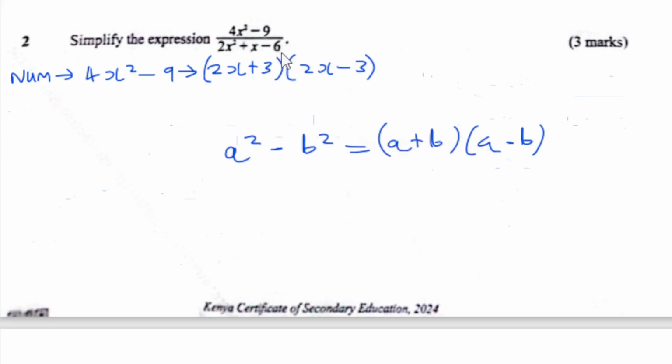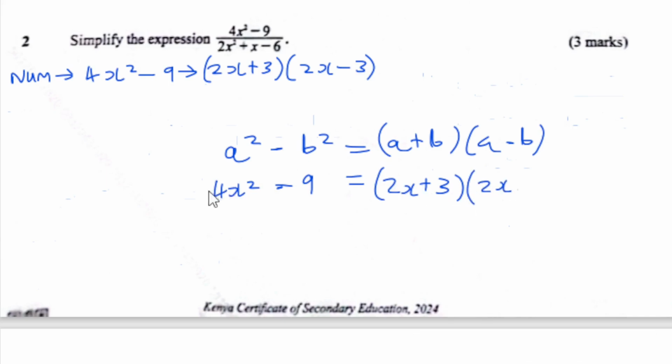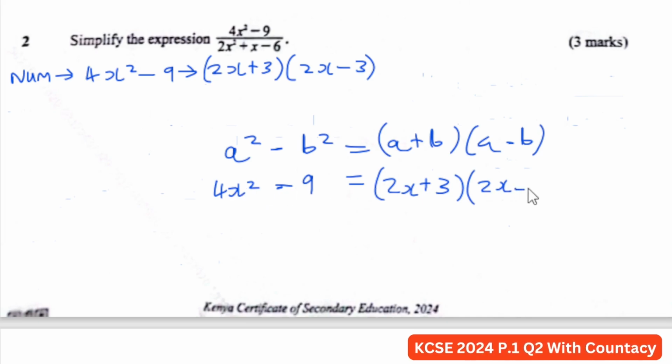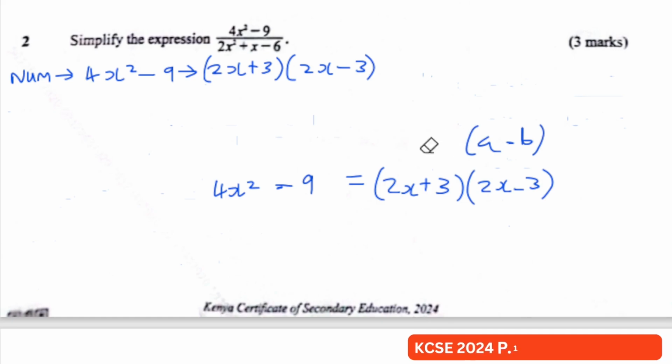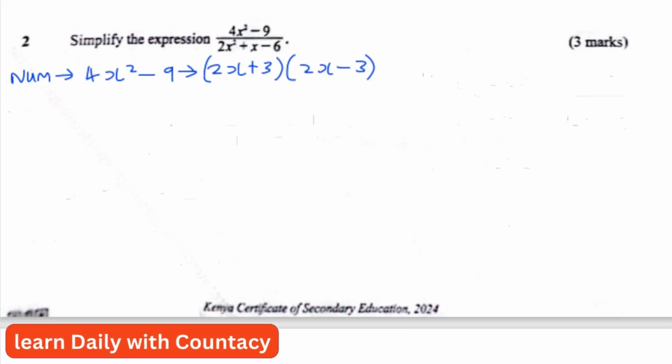That's the formula that we apply here. That is why we are saying that 4x squared minus 9 is equivalent to 2x, which is the square root of the first term, plus the square root of the second term, which is 3, multiplied by 2x, the square root of the first term, minus the square root of the second term, which is 3. I hope that has sunk deep into your mind. In case you're new to it, you can just write it down so that you don't forget it. But let's proceed with our question.